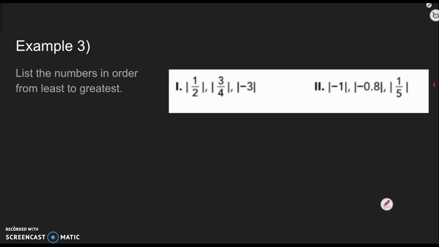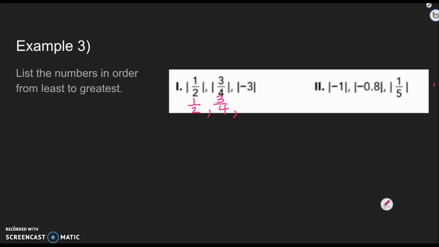For example number 3, we're going to list the numbers in order from least to greatest. As you can see, these numbers are in absolute value form. So in order to write them in order from least to greatest, we need to find the absolute values. The absolute value of 1/2 is 1/2. The absolute value of 3/4 is 3/4.